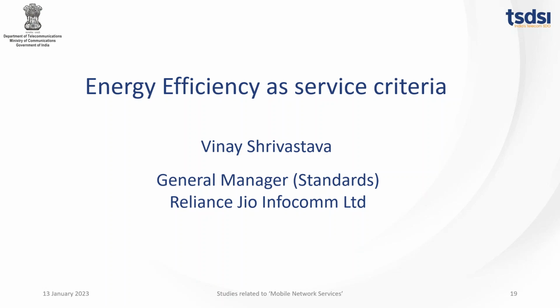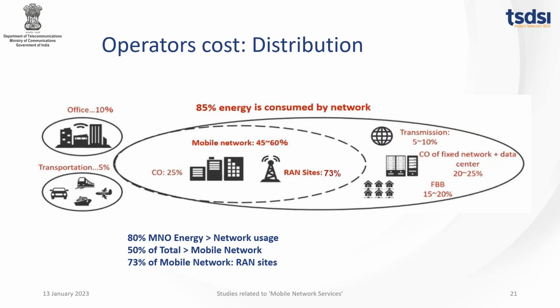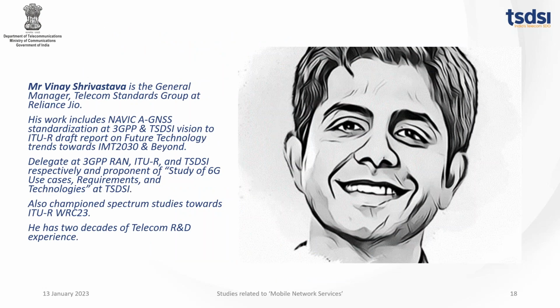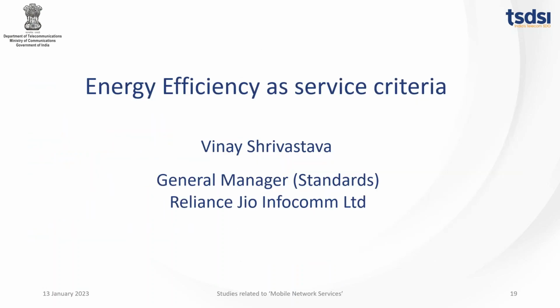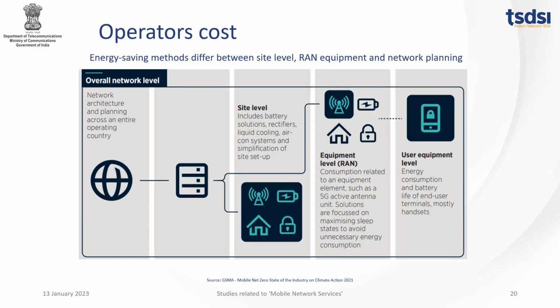I would this morning try to bring the audience through one of the important study items in Release 19, which comes under the purview of the network and services, and the name of the item is energy efficiency as a criteria, as a service criteria. Right now, I will try to give the background and the motivation behind the study. We will also see what background work has already been done in 3GPP, and then we will see the motivation of the current study which is ongoing in Release 19.